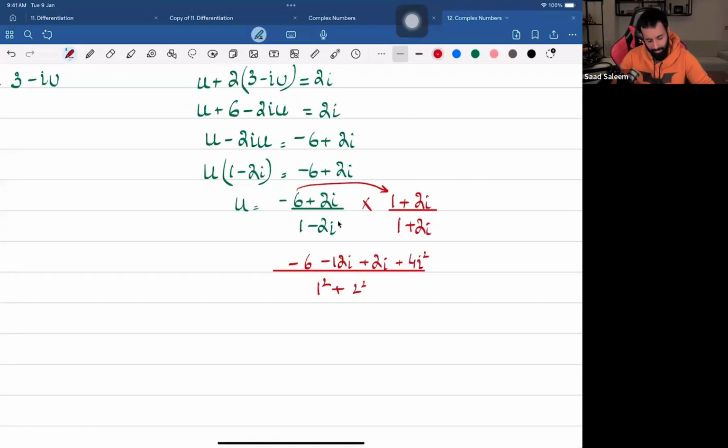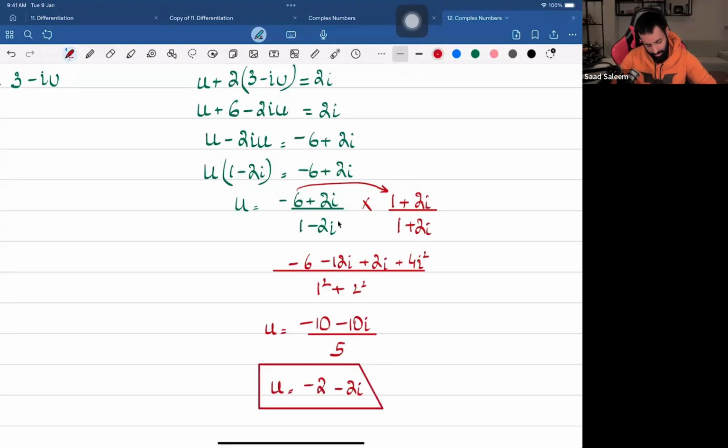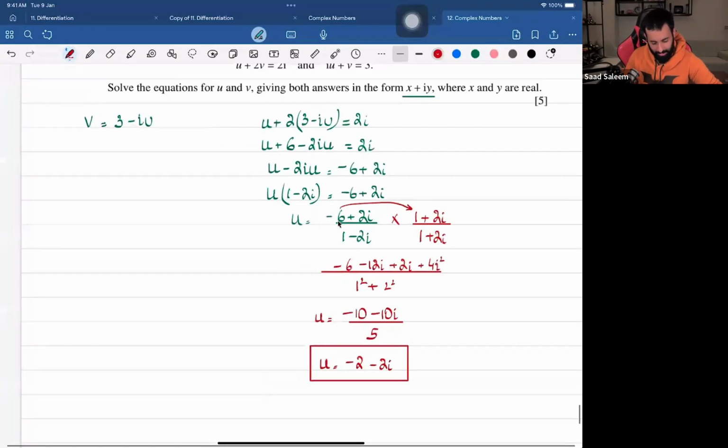So ι squared is -1. Okay, 4 into -1 becomes -4, and -6 minus 4 becomes -10. And -12 plus 2 becomes -10ι once again. In the denominator, what do we have? We have 4 plus 1, which is 5. Now remember, this is u that we're solving for. So we can divide both terms by 5. So we have -2 minus 2ι. I've skipped a step over here. This is the answer. Now, this is just the value of u.